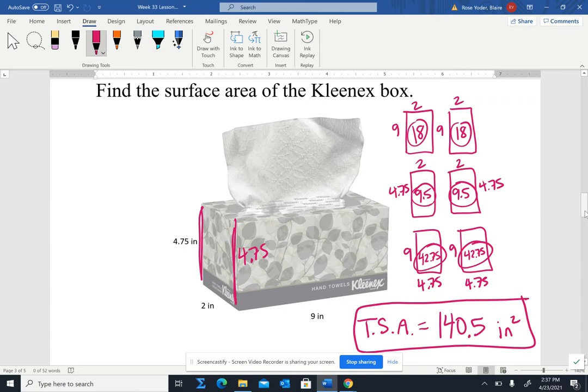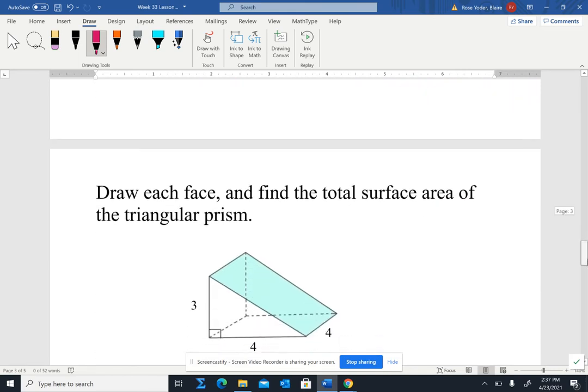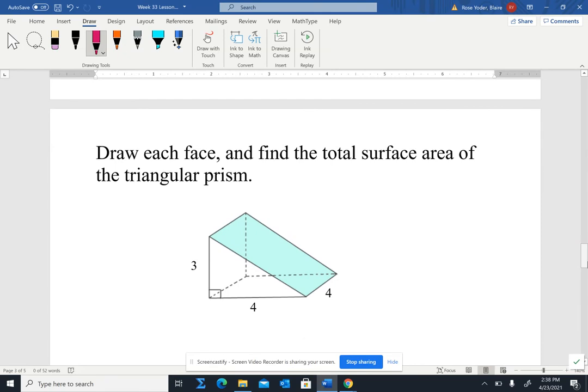What other prisms are there besides rectangular prisms? Well, let's take a look at a triangular prism. Prisms are named by their bases. So this one's really interesting because all of you looking at this probably think this side that I'm coloring in is the base because it's the bottom, but it is not.